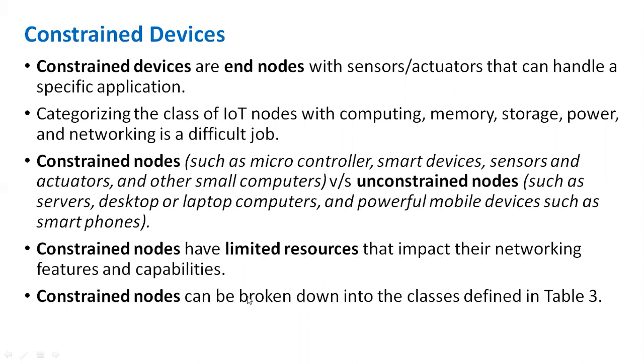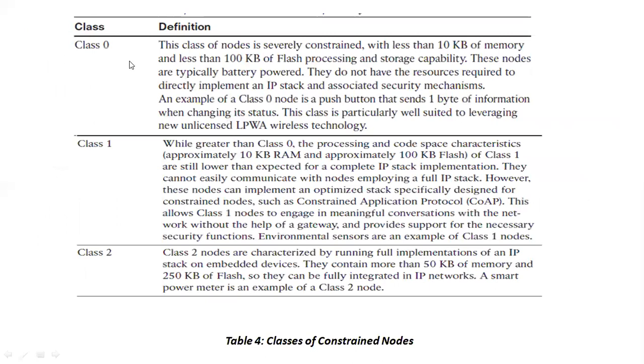So constrained nodes can again be divided into three classes: class 0, class 1, class 2. See, we have already divided the devices into constrained and unconstrained, and constrained is again divided into three categories or levels of devices. Sorry, class 0, class 1, and class 2. So, class 0 constrained devices.